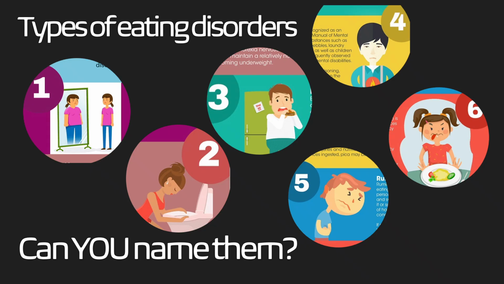Look at these images. Do you know what they might represent? That's right. Each one is a distinctive type of eating disorder. For example, 1. Anorexia nervosa, 2. Bulimia nervosa, 3. Binge eating disorder, 4. Pica, 5. Rumination regurgitation disorder, and 6. ARFID. Do you know what these all mean? Do you know how they present? Do you know the differences?